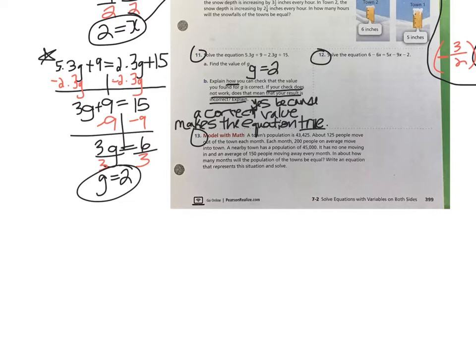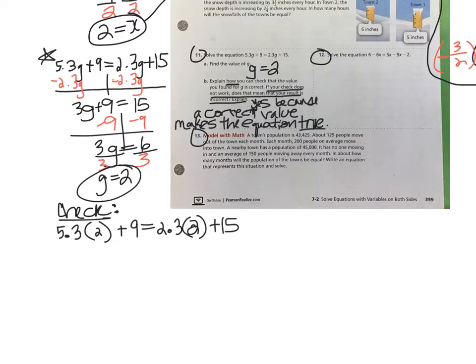So here's how you go about checking your answer. We're going to do that right down here below the work. Take your value for G, and we're going to put it back into the equation everywhere we see a G and see if this equation is true. So the first thing we're going to do is multiply the 5 3/10 times 2. And then the second thing we're going to do is multiply the 2 3/10 times 2. And then we're going to check to make sure that the two sides of the equation are equal.